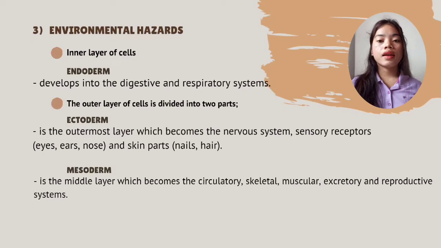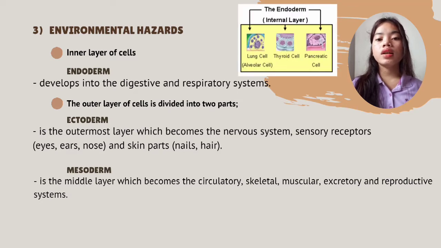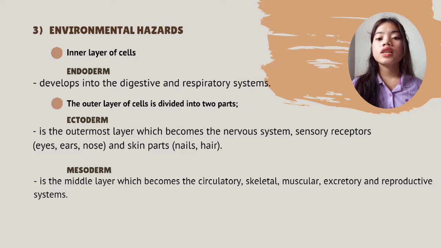As the zygote gets attached to the wall of the uterus, 2 layers of cells are formed. The embryo's endoderm is the inner layer of cells, which develops into the digestive and respiratory systems. And the outer layer of cells is divided into 2 parts, the ectoderm and the mesoderm.